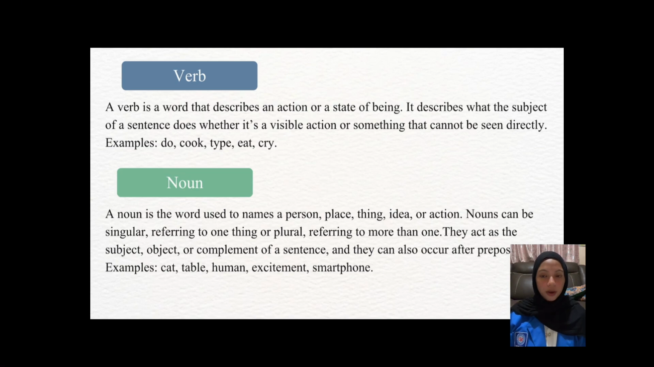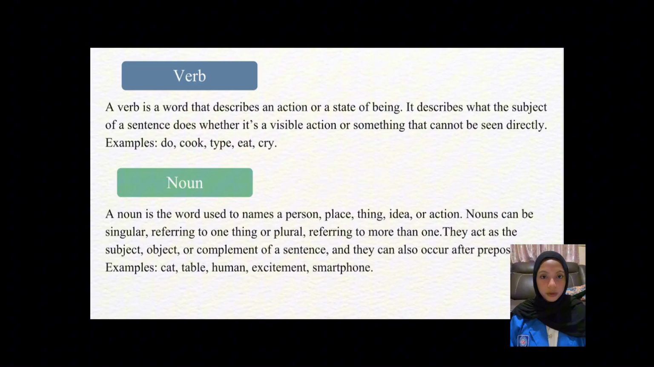Examples of verbs are do, cook, type, eat, and cry. For example, in the sentence, when you say I eat breakfast or she cries softly, the words eat and cries are verbs. They show what the subject is doing.